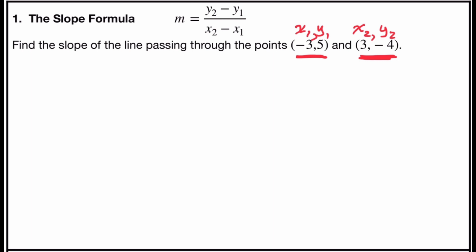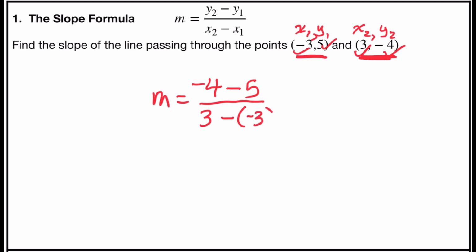And now all I have to do is substitute. Slope is equal to y sub 2, which is my second y coordinate, is negative 4, minus y sub 1, my first y coordinate, which is 5, over x sub 2, my second x coordinate, which is 3, minus x sub 1, which is my first x coordinate, of negative 3. And I'm going to put that in parentheses because I have the negative from the formula and the negative from the coordinate. The opposite of a negative is a positive, or minus minus means plus.